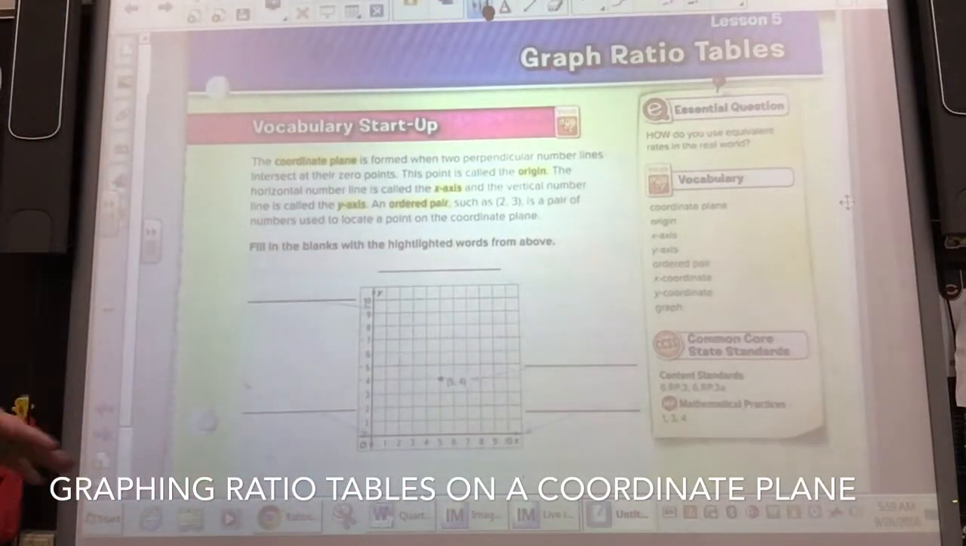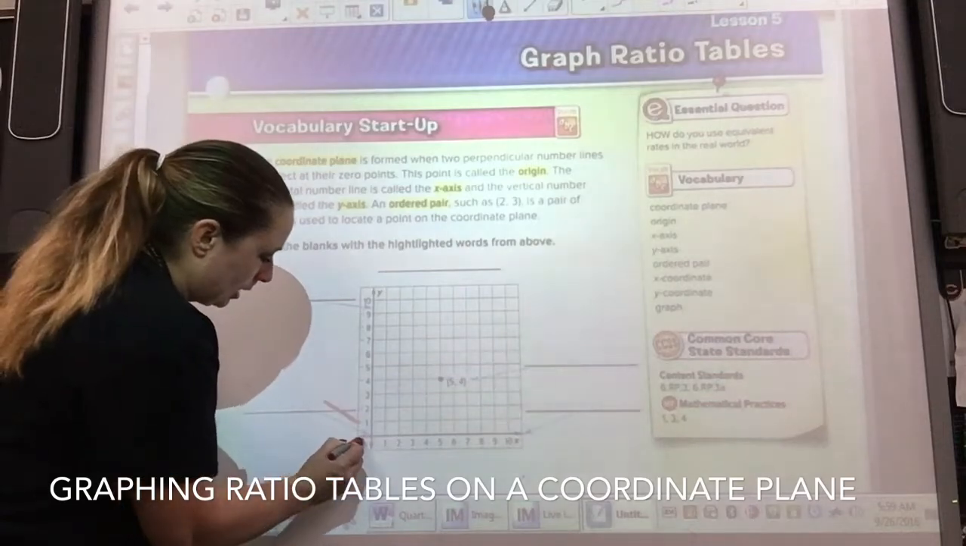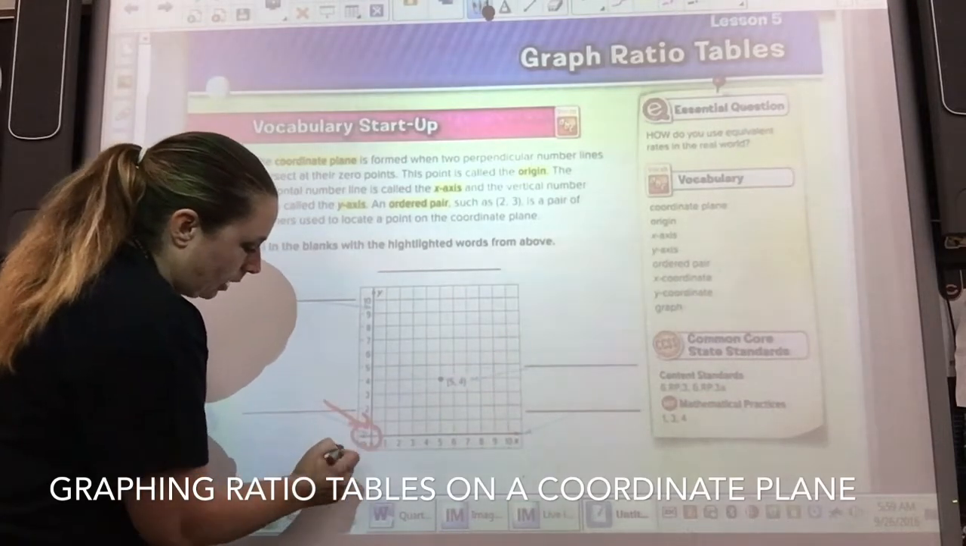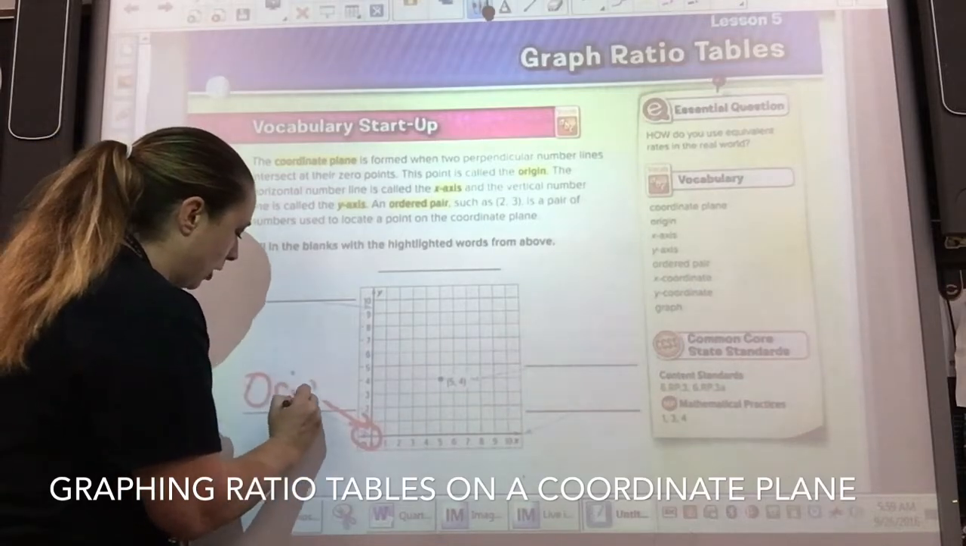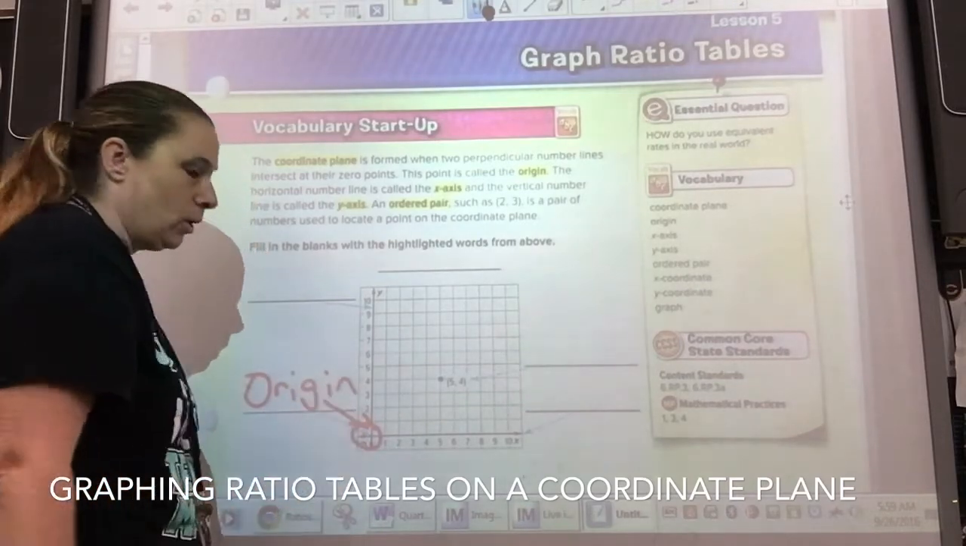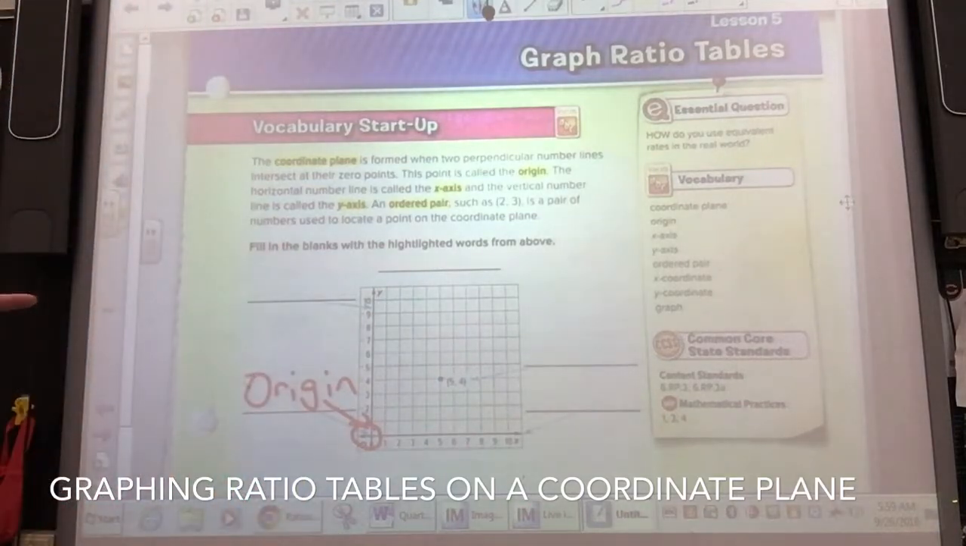First, the coordinate plane is formed when two perpendicular number lines intersect at their 0 points. This is called the origin. Your origin is always going to be right here at 0. You always want it to be at 0. And we are going to write origin right here so that we don't forget that. Origin is always 0, 0. Now this particular one only shows one quadrant, meaning one square of a coordinate plane, but even if you have all 4, 0, 0 is always your point of origin.